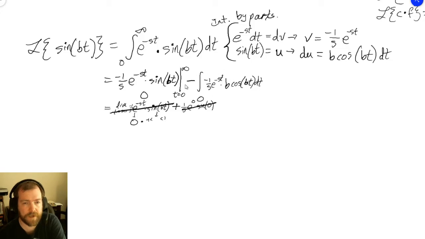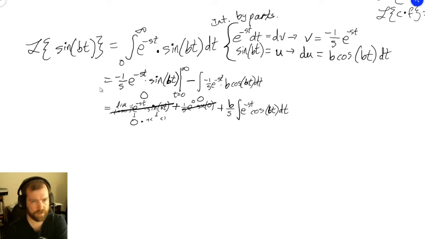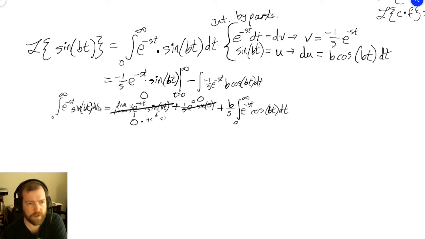All right, then here, this is going to be a plus 1 over s, and in fact that's b over s, times the integral of e to the -st cosine of bt dt. And this is now equal to the original that we had up here, the integral from 0 to infinity of e to the -st sine of bt dt. All right, now we're not going to use that just yet, but we're getting there.